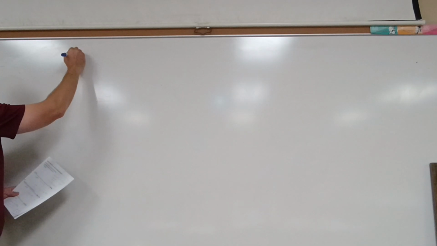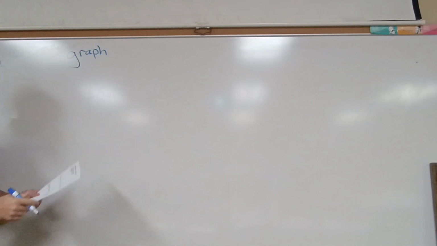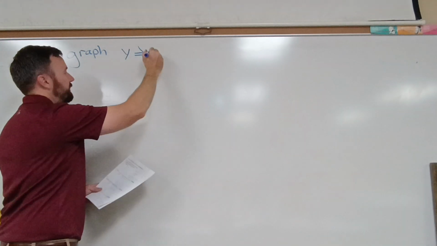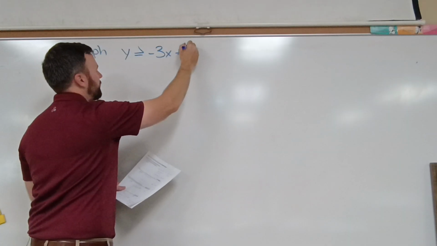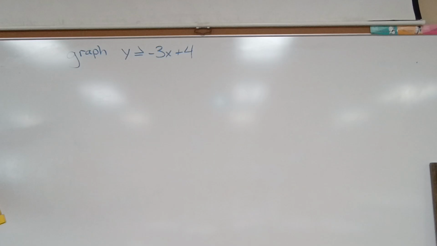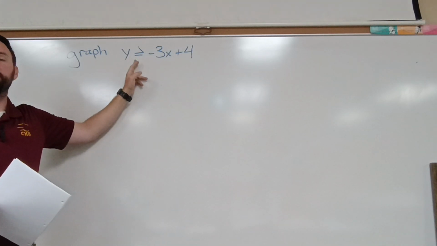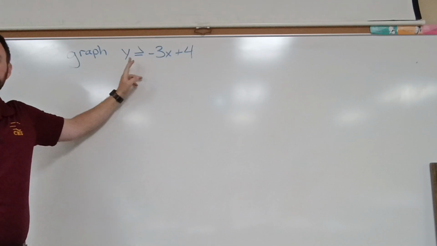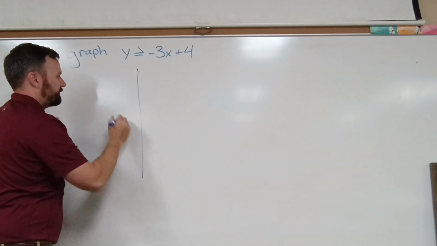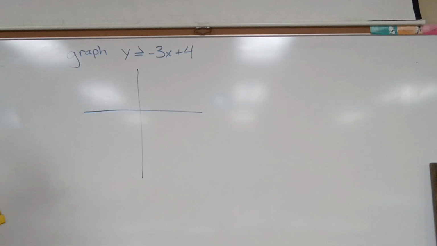So how do I graph inequalities? Like graph linear inequalities. So if I want to graph y is greater than or equal to negative 3x plus 4, this is different than anything we've done because it has an x and a y, right? But if I made that an equal sign, it'd be just like what we just did. I'm going to do this without graph paper.